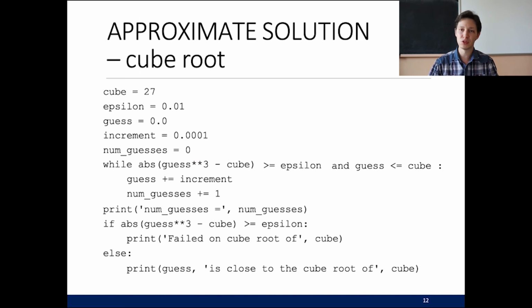Here's the updated version of our code. Now the increment value added to our guess on each step is 2 orders of magnitude less than the epsilon value defining the accuracy. That's because if we make the increment equal or too close to the epsilon value, we may just miss the solution when checking for it.